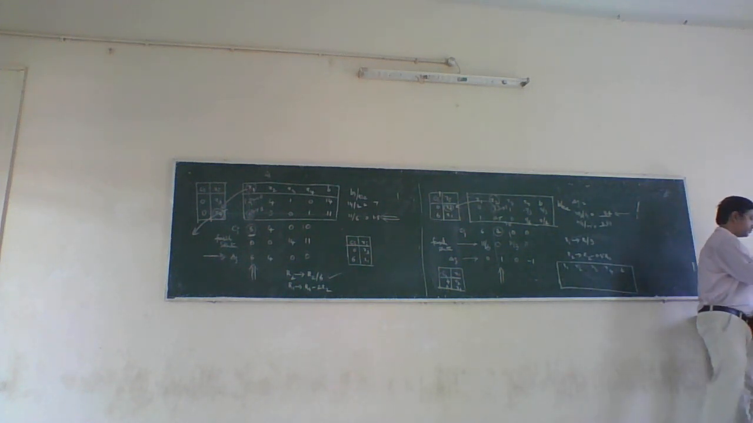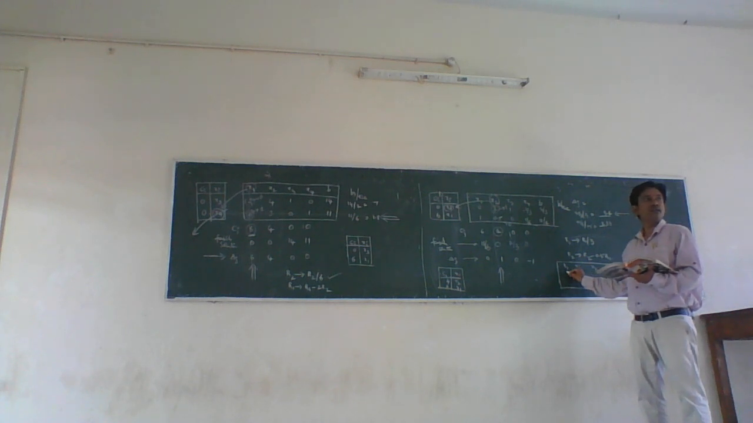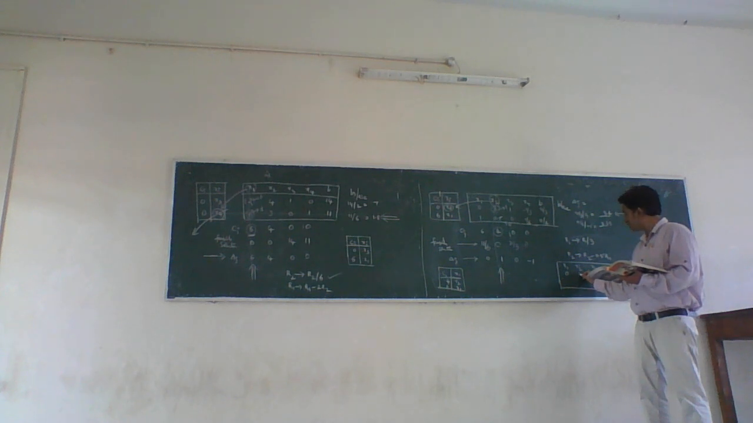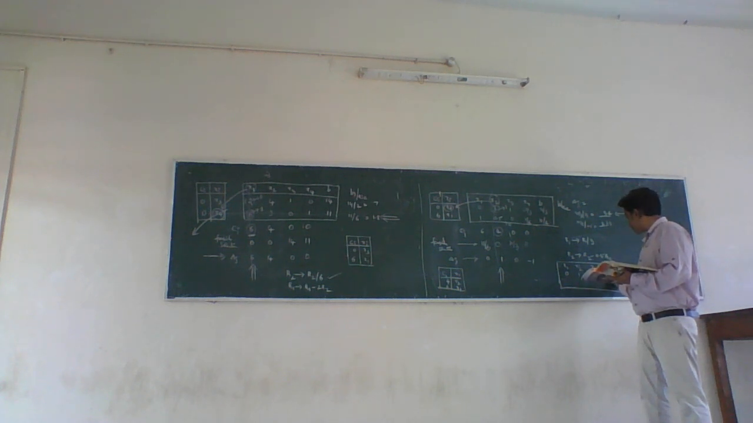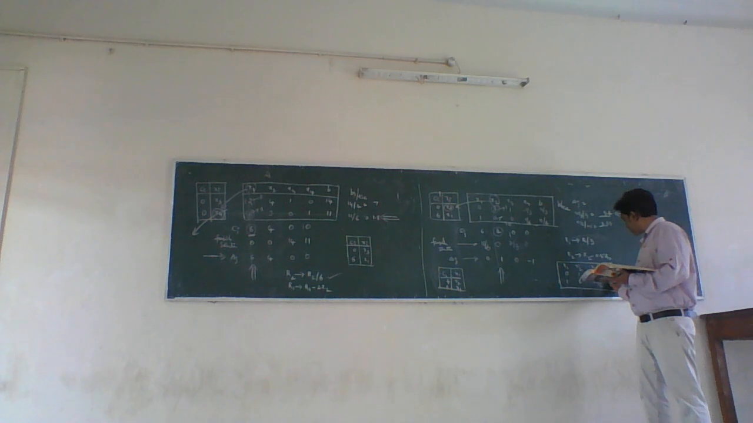x1 0, x2 1, x3 1 by 3, very good, x4 minus 1 by 9, b 31 by 9, very good. Now 1, this one 0, this one minus 1 by 6, this one 2 by 9, this one 1 by 9.